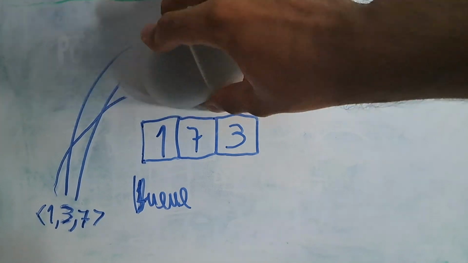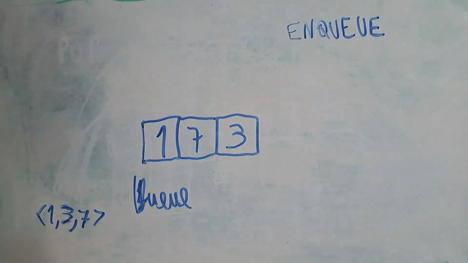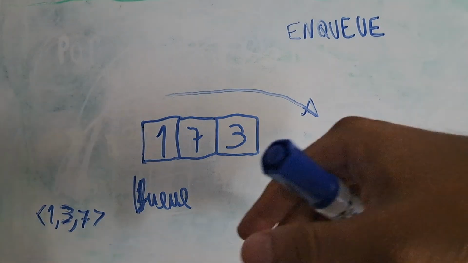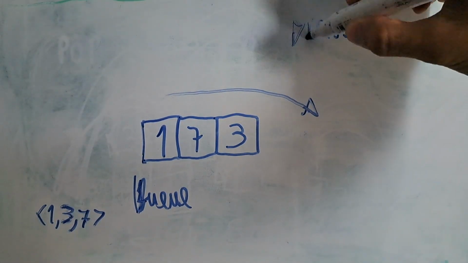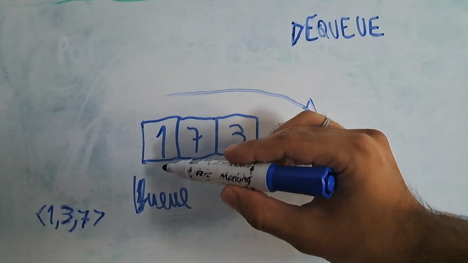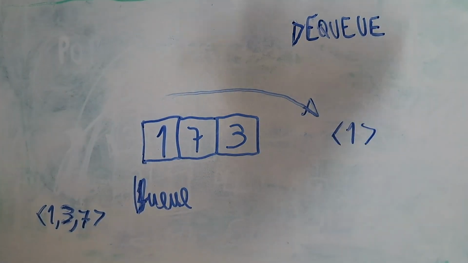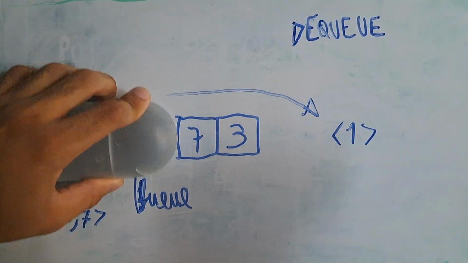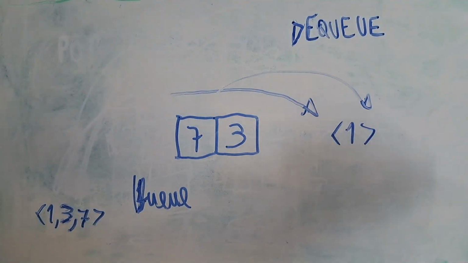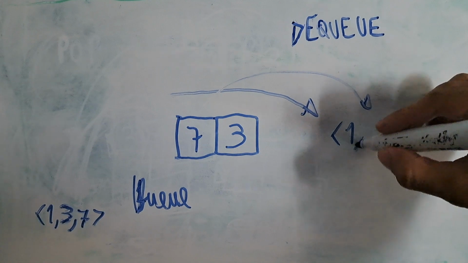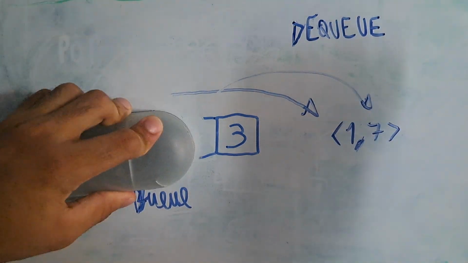Now, if we wish to remove elements from the queue, we will use the dequeue method. We must remove the first element from the queue every time. It was number 1, now number 7.